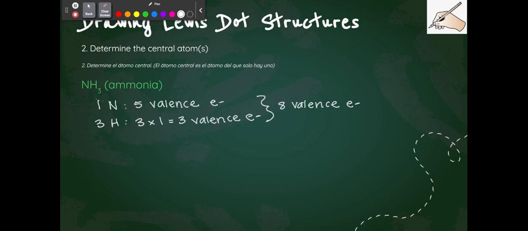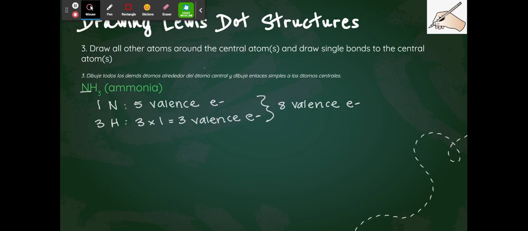Now that we've determined our central atom, we are going to draw all other atoms around the central atom and draw single bonds to this central atom, connecting those outer atoms to it. So I'm going to draw my central atom here. And then I'm going to draw my other atoms around my central atom. My other atoms are simply my 3 hydrogen atoms.